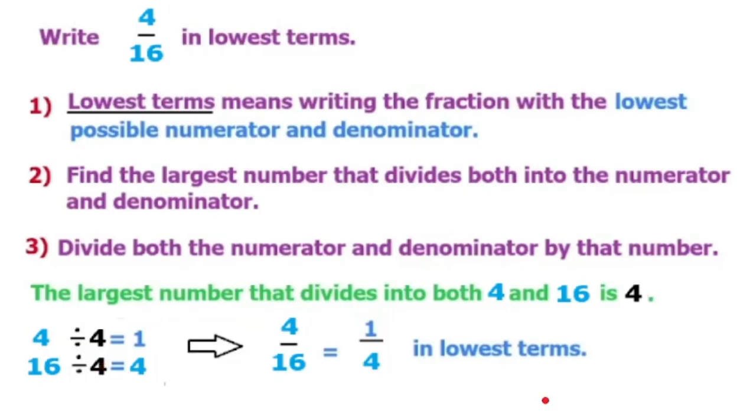If we were to do this exact same problem and use 2, 2 would fit into 4 twice, and 2 fits into 16 8 times, right? So we would have 2 over 8. So you could actually reduce that further. So that's not the lowest term. So the lowest term, just remember that you have to find the biggest number, the largest number that divides both into the numerator and the denominator.